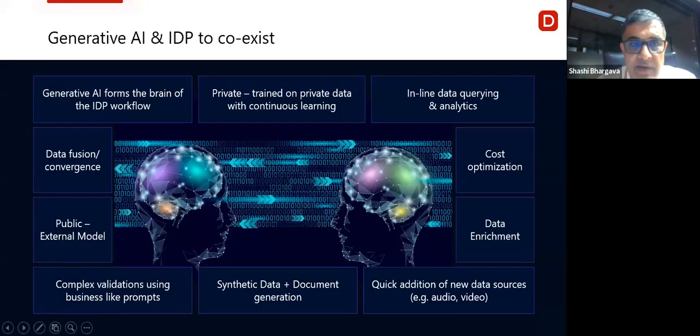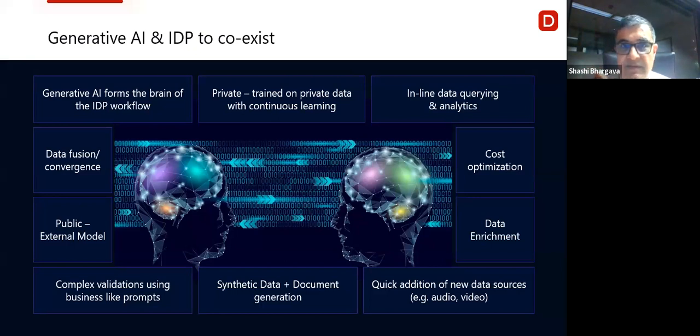Moving further, generative AI and IDP will coexist. That's our view very clearly. The kind of features and functionality which we can achieve using generative AI, both are going to coexist. And that's why we make the statement that generative AI will form the brain of the IDP workflow. Remember the IDP architecture which I showed you? I think generative AI will become part of the extraction engine, a very important piece of the IDP, and it will be used for extracting various kinds of data elements, maybe some straight data elements, some contextual data elements.